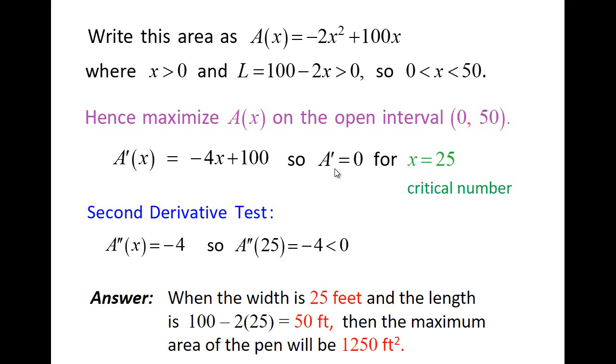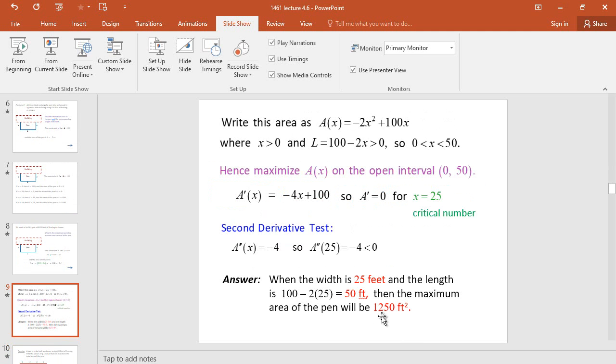So we see that when the width is 25, the length would be what? Well, remember the length is 100 minus 2x. So if x is 25, then 100 minus 2 times 25 is 50. So L would be 50. When the width is 25, the length is 50, and then the maximum area of the pen will be 50 times 25, which is 1250. So 1250 is the maximum possible area that we can enclose within the pen.